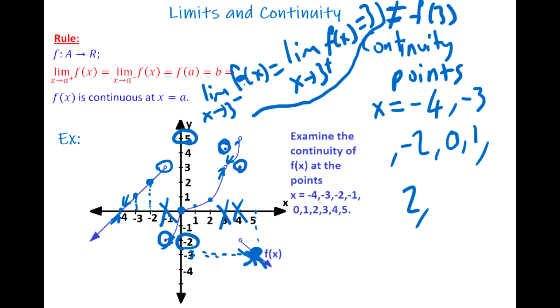So all of them are equal. That means x is equal to 5. There is also continuity, guys. And let's take a look at our next question.